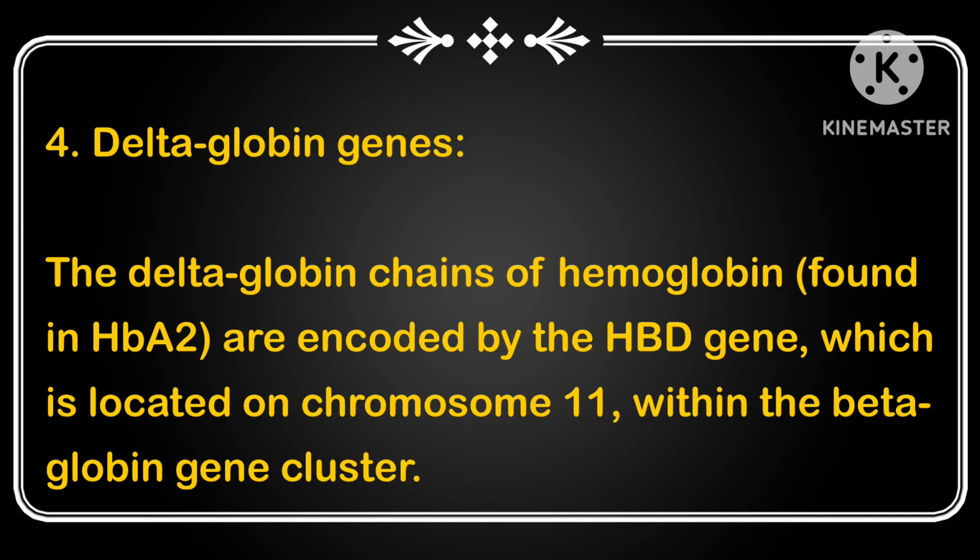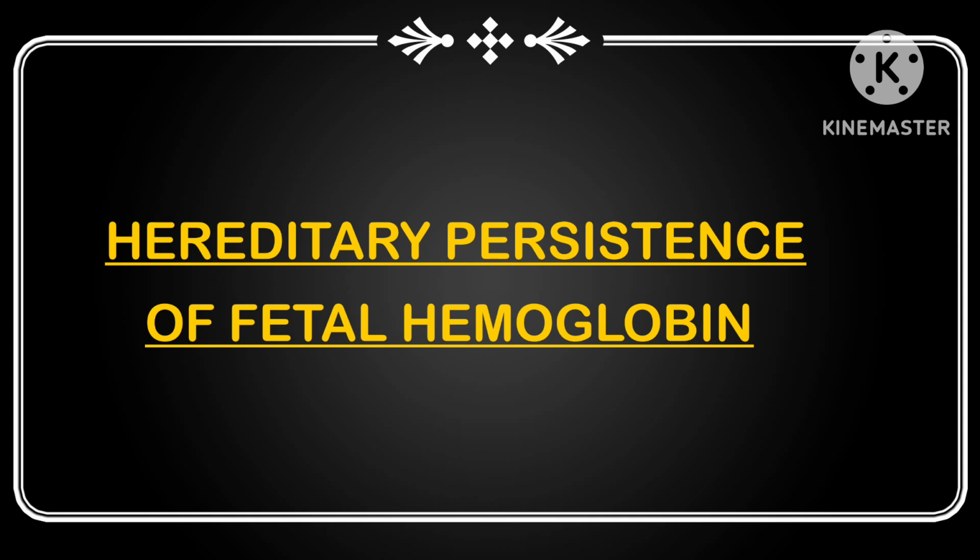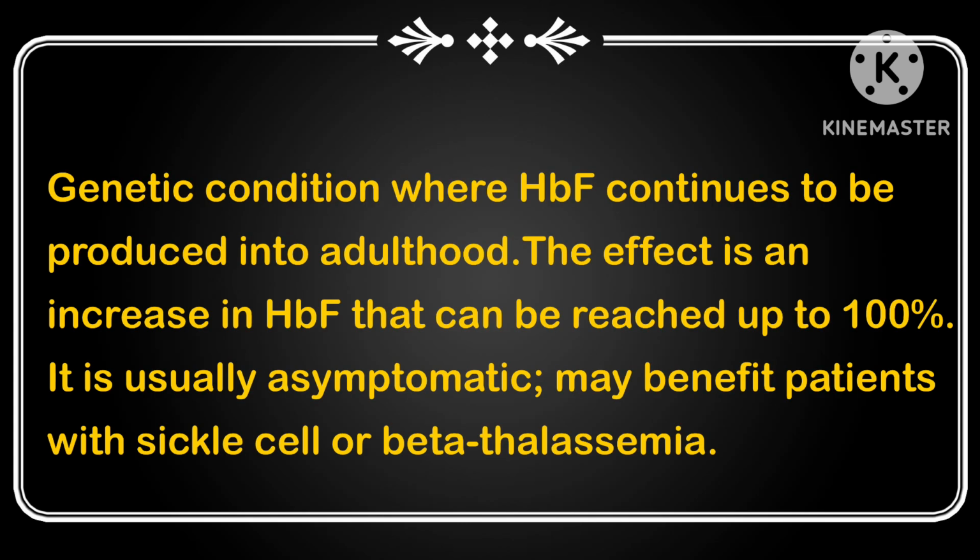Delta globin genes. The delta globin chains of hemoglobin, found in HbA2, are encoded by the HBD gene, which is located on chromosome 11 within the beta globin gene cluster. Hereditary persistence of fetal hemoglobin. Genetic condition where HbF continues to be produced into adulthood. The effect is an increase in HbF that can reach up to 100%. It is usually asymptomatic, and may benefit patients with sickle cell or beta thalassemia.